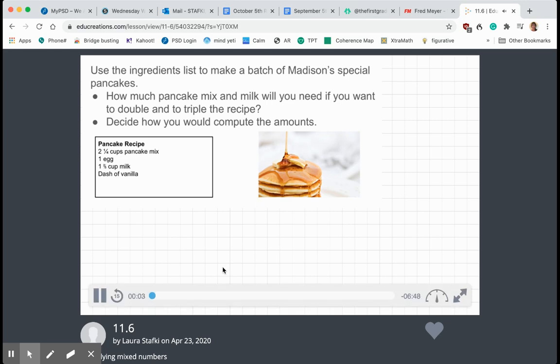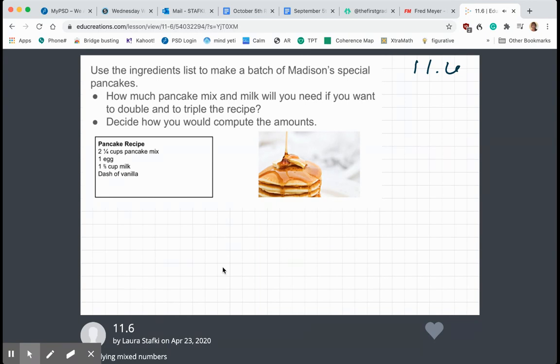Hello everyone, we are going to be looking at doubling a recipe. The ingredients we have below are to make Madison's special pancakes. And in real life, you need to know how to multiply mixed numbers quite a bit when you are doing recipes. So this is 11.6 and we are learning how to multiply mixed numbers.